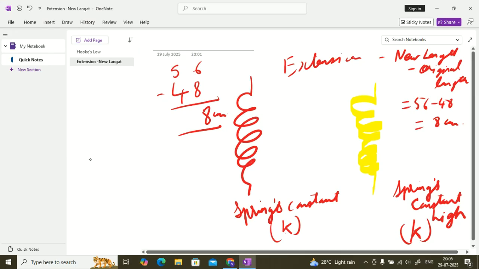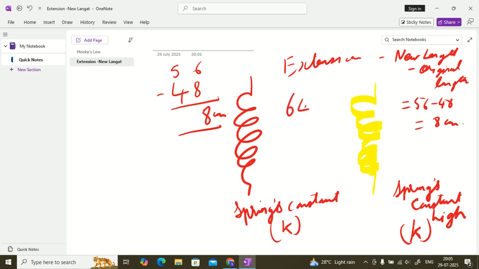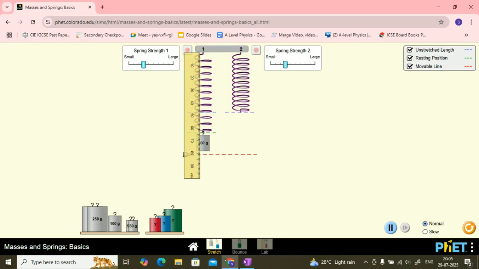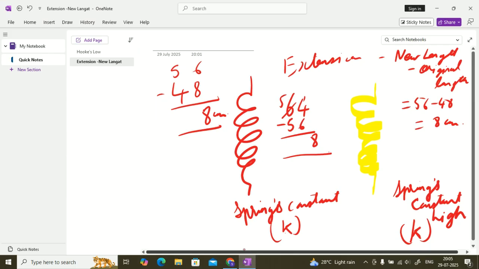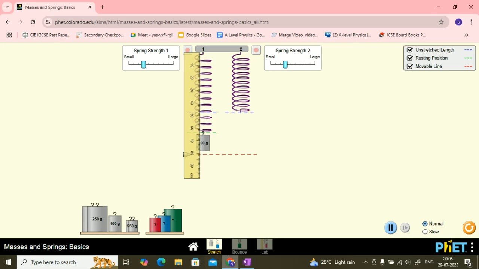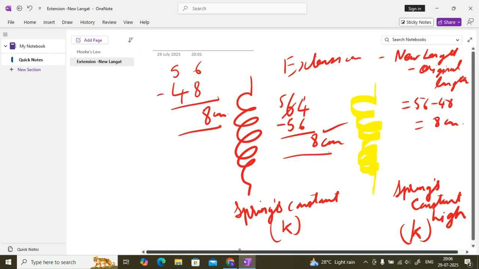So 64, if I check, it is going to be the new length. So new length is 64 and the previous length was 56. So 64 minus 56 is going to give you 8 again. So that means every time when I am attaching an equal amount of weights, I am getting extension as 8 centimeters. So the new length minus the previous length is going to give me the extension. So this is how we can get it for each attached weight.